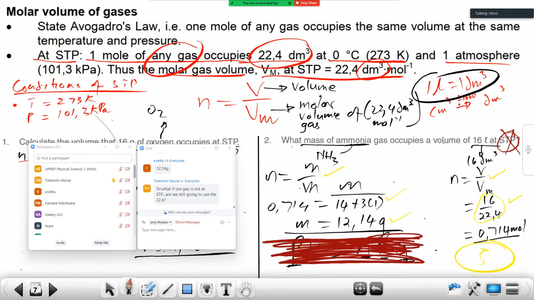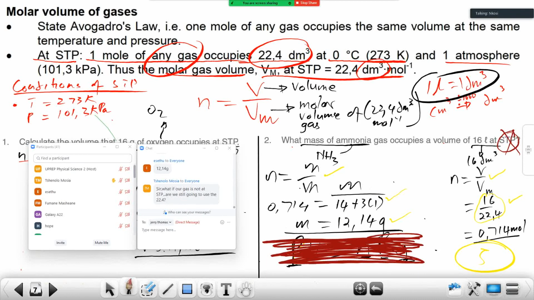They will just say, what is the mass of ammonia gas that occupies a volume of 16 liters at the pressure of 101.3 kilopascal and the temperature of 273 K. You see, it's the conditions of STP. Because they are not necessarily saying at STP, but they are telling us the conditions, then it means we know it's STP.